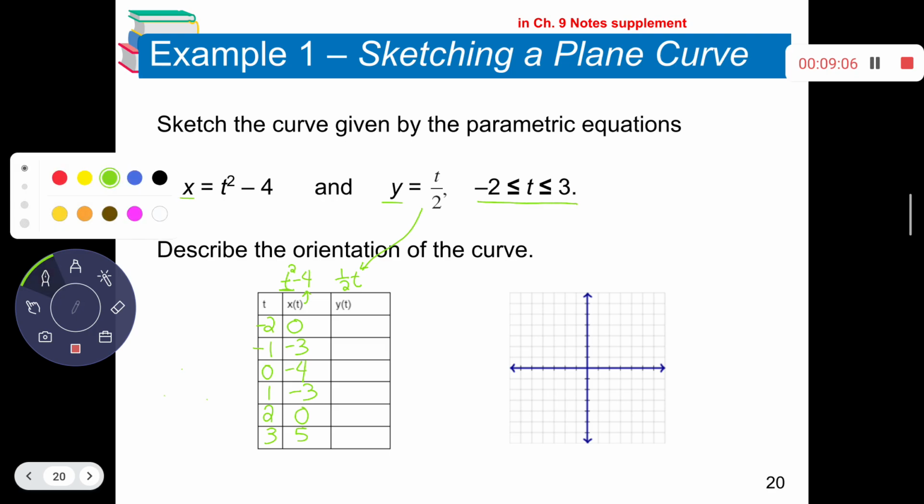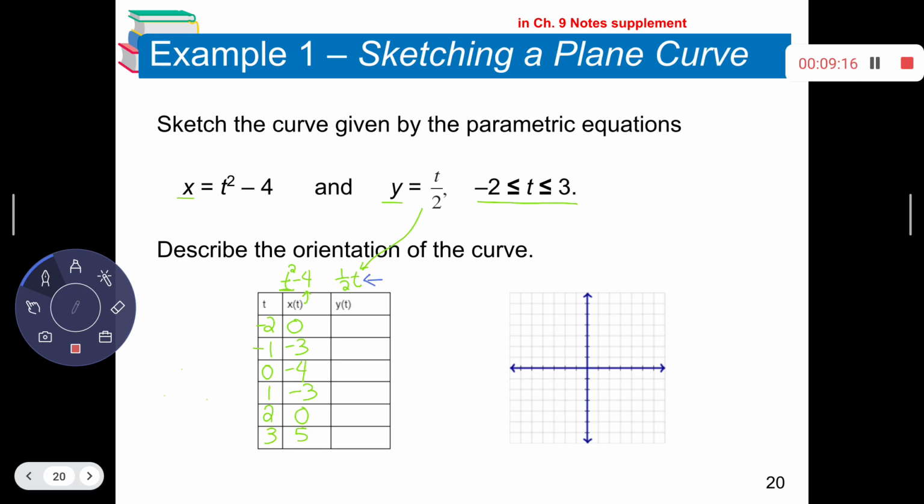Just for fun, I'll do y in a different color. Now our y position: when time is -2, and I put -2 into my y function, I would have 1/2 of -2, which is -1. Basically, I'm doing 1/2 of all these numbers. So this would be -1/2. Half of 0 is 0. This would be +1/2. Half of 2 is 1. And half of 3 is 1.5.